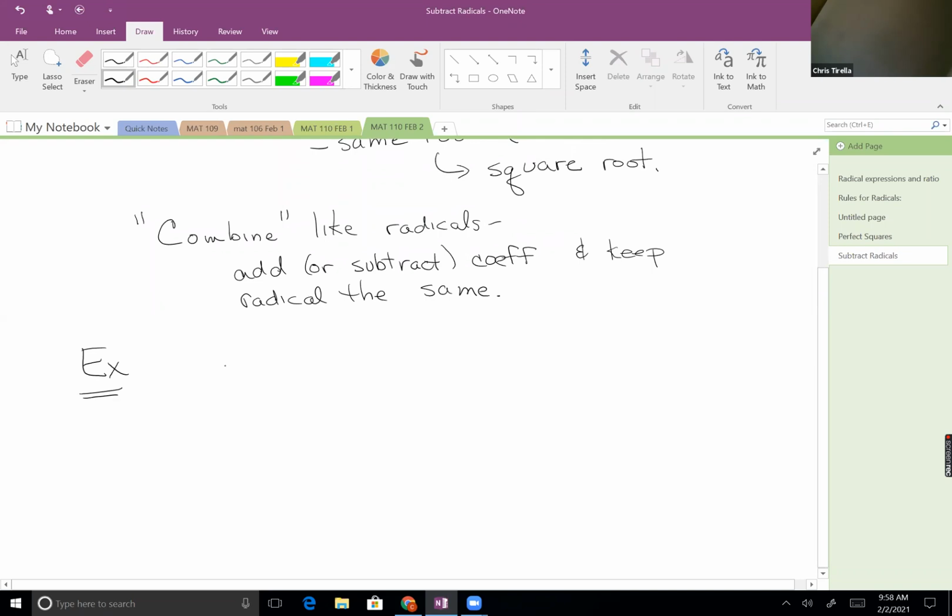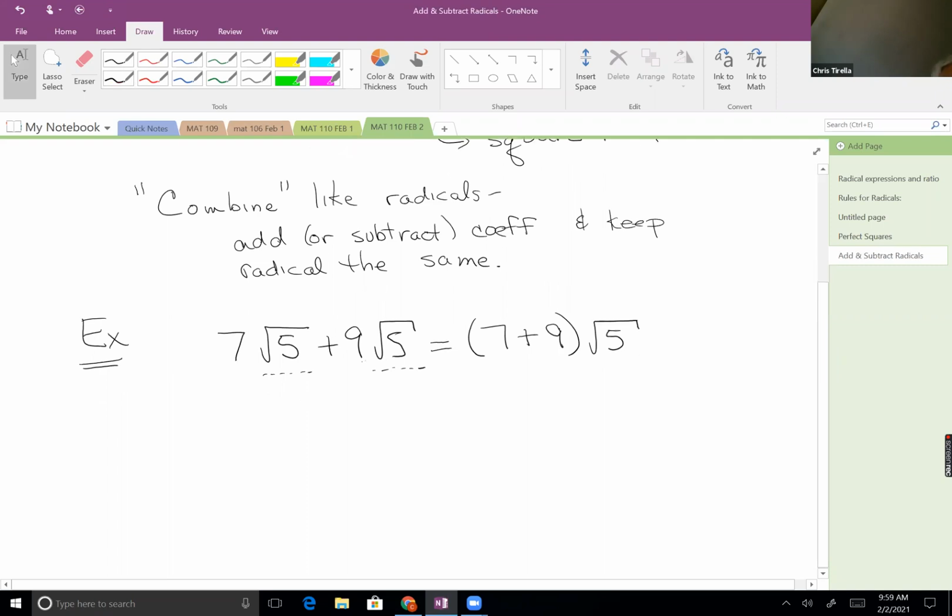So let's say, for example, I have 7 times the square root of 5 plus 9 times the square root of 5. They're both radical expressions. Does everybody see that the radical part is the same? Just this once I'm going to write out the middle step. We add those quantities in front of the radical and keep the radical part the same. I'm showing you again that we're using the distributive property backwards. So that gives me 16 radical 5.